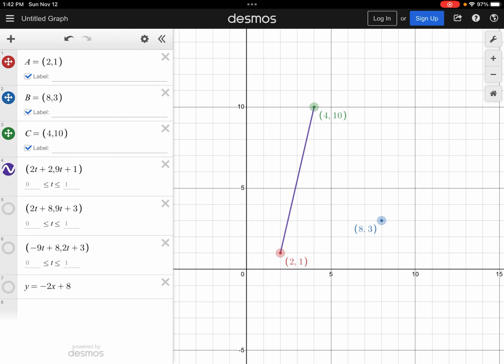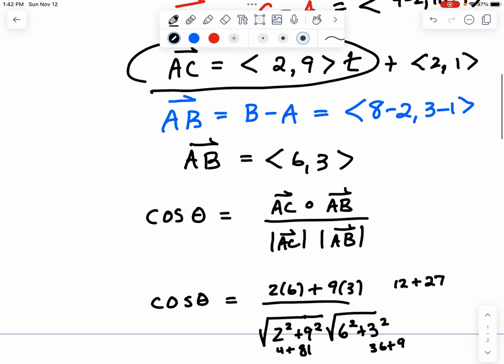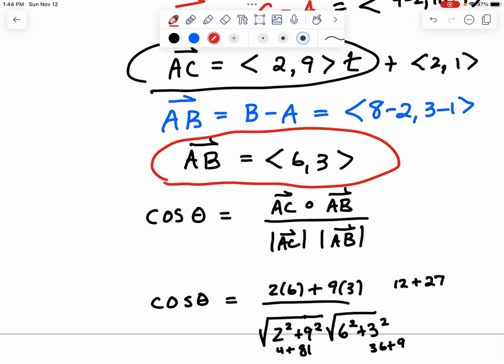And then I want to make a line that's parallel. So basically I want to make this line right here that's parallel to the first line, but it goes through 8, 3. And that's very easy to do because we already have the vector for AB. So that is the 6, 3. Then just multiply that by t. And if you want it to go through 8, 3, then just add on 8, 3.